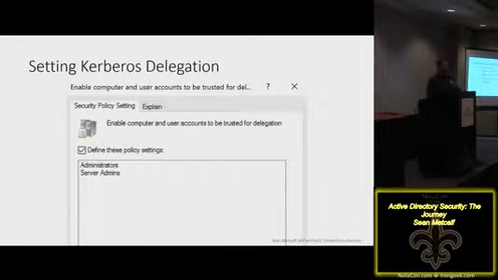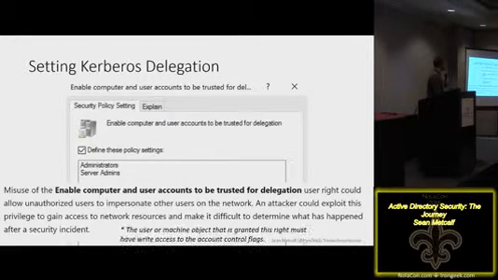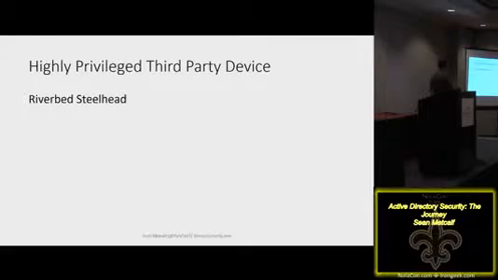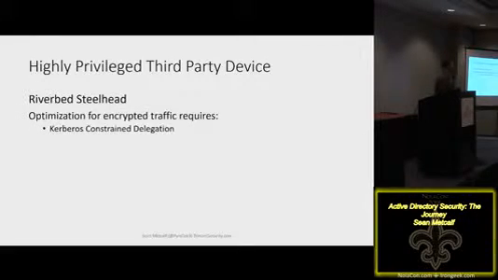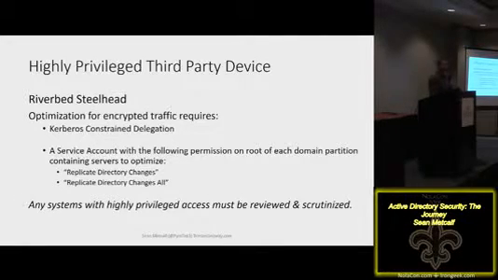Or being able to configure delegation, Kerberos delegation on accounts and set that up. So that way you can define who's allowed to perform delegation. Or something like a Riverbed where you set up optimization for encrypted traffic where originally it was Kerberos constrained delegation. Now they're saying that this account needs to be able to pull password hashes. So now you have a third-party appliance that's basically a black box in your environment with an associated service account that someone created probably 5 years ago, probably a bad password, that has the ability to pull all the password hashes in the environment. So definitely review and scrutinize that.